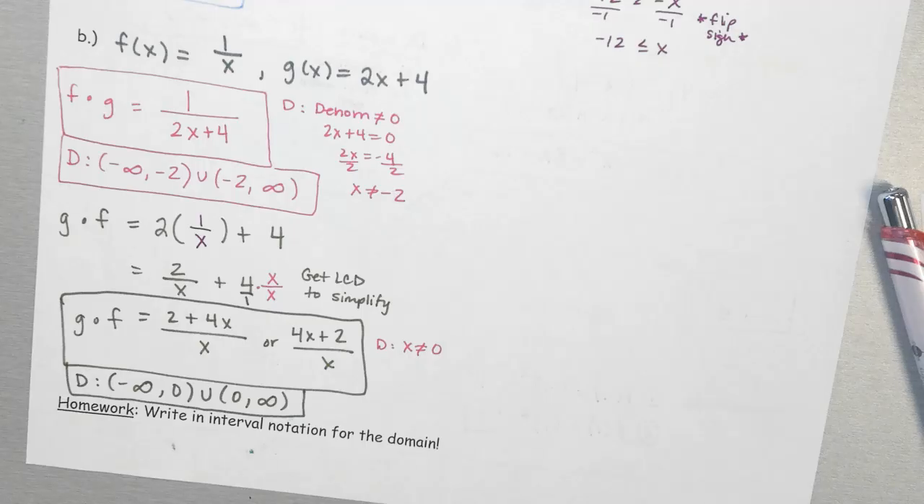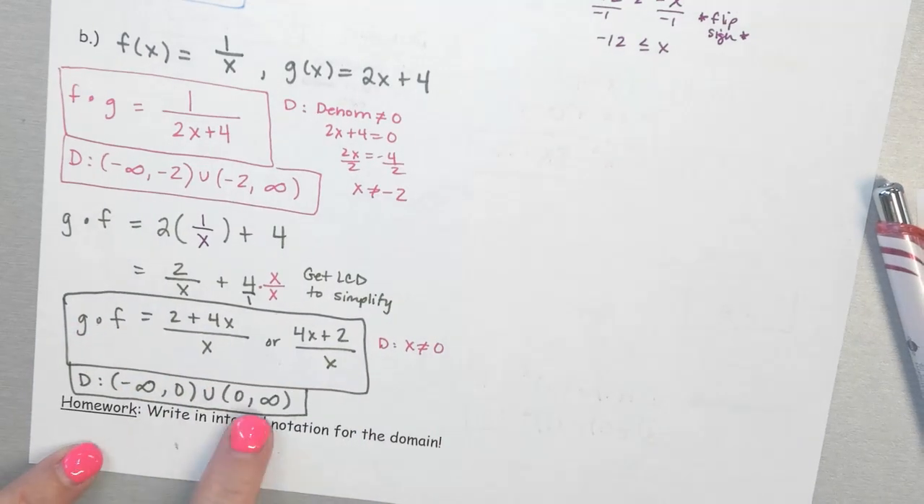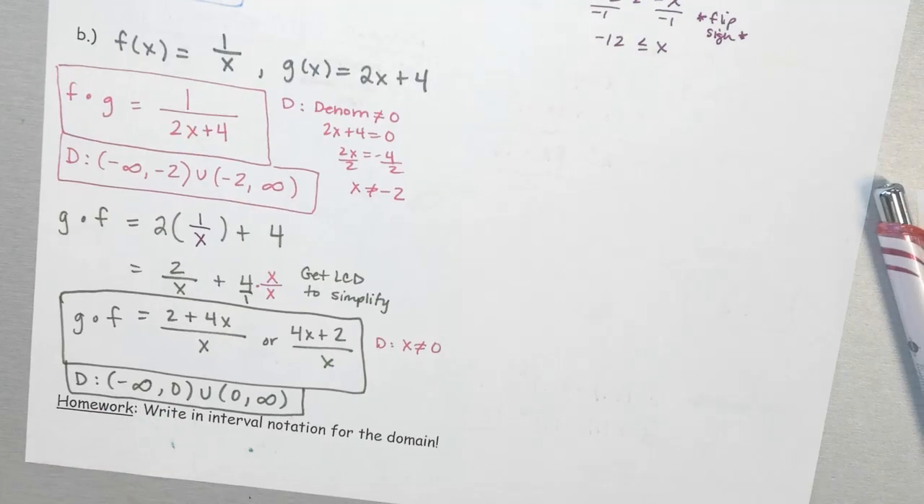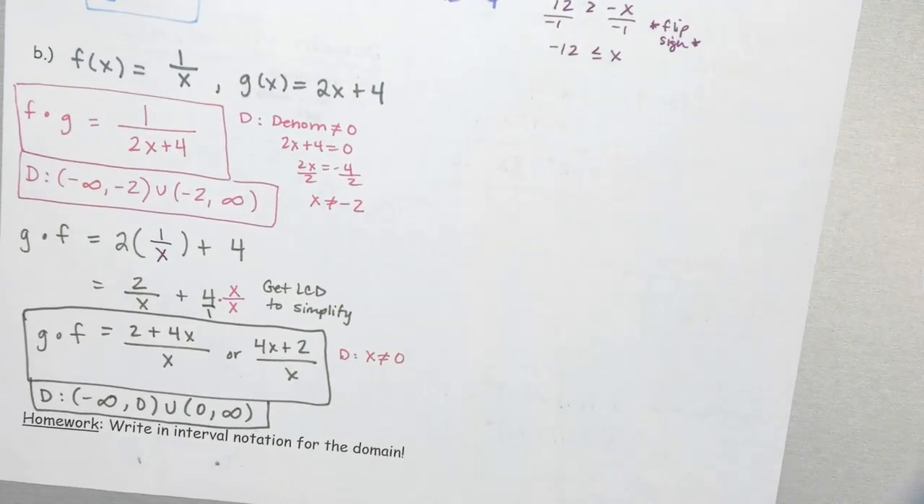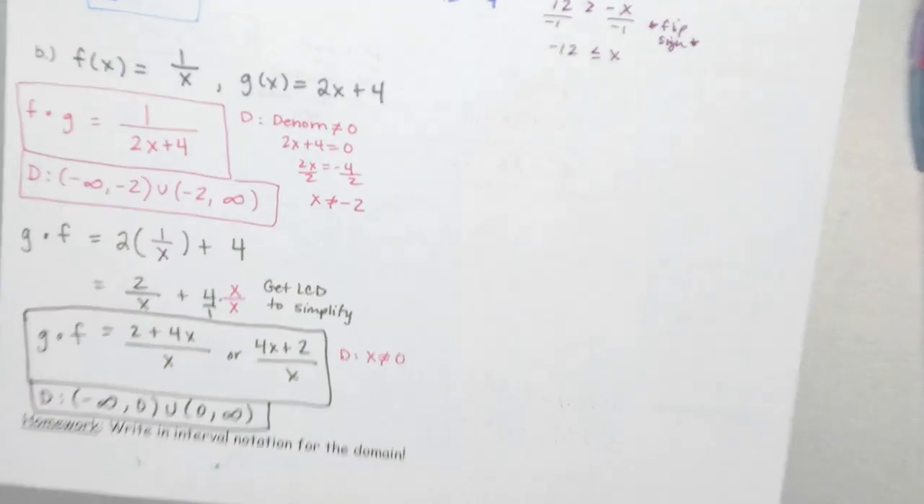Oh, okay, let's go back to this. So we finished g of f. It can't be 0, so negative infinity to 0 in union with 0 to infinity. Okay, and then let's do f of f. Do you guys want to try that on your own first?